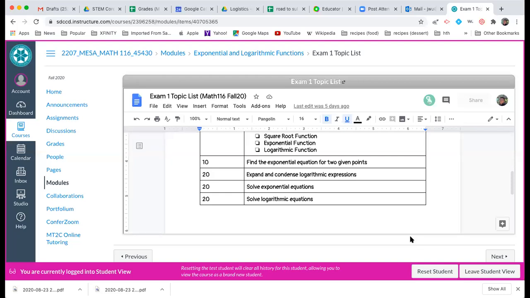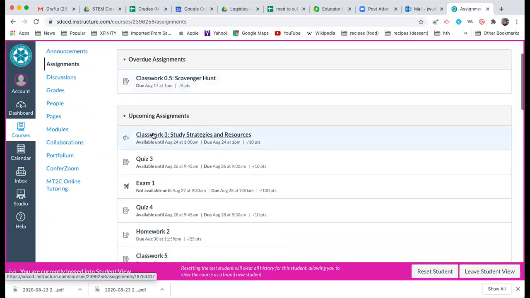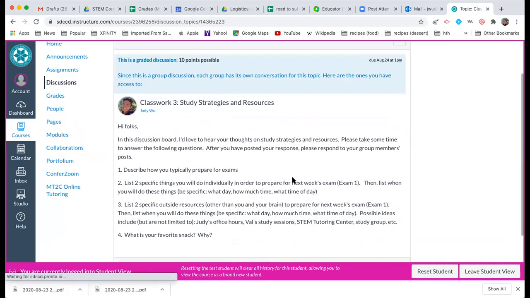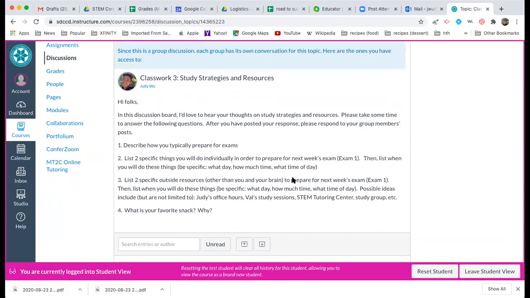Okay, so let me go ahead and share my screen so we can take a look at that classwork. If we go to assignments, that's where you can find the assignments. And we're gonna go to classwork 3. That's due by 1 o'clock today. It shouldn't take you that long, but you're gonna click on classwork 3. Again, you're already in a group for certain discussions, but I want you to answer the following questions. So number 1, I want to hear how you typically prepare for exams, all right?